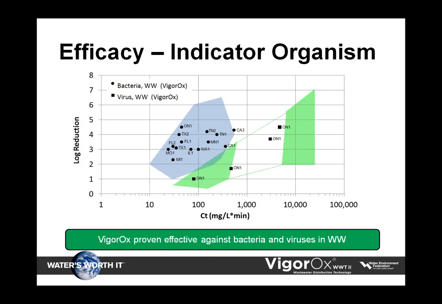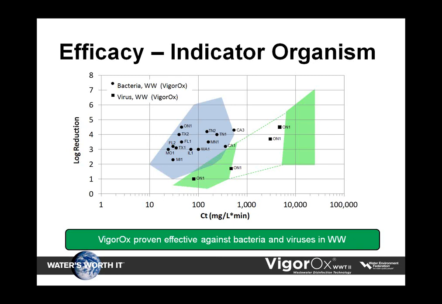FMC partnered with a city in Ontario to conduct a third-party study on the efficacy of PAA against viruses in concentrations ranging from 1.5 to 4.5 ppm. As you can see, at low CT values, the results were consistent with published MS2 data in wastewater. And at high CT values, the results seem to align well with the area that joins the two green regions. More importantly, this study demonstrated that PAA can achieve virus reduction levels equivalent to those of chlorine in wastewater.